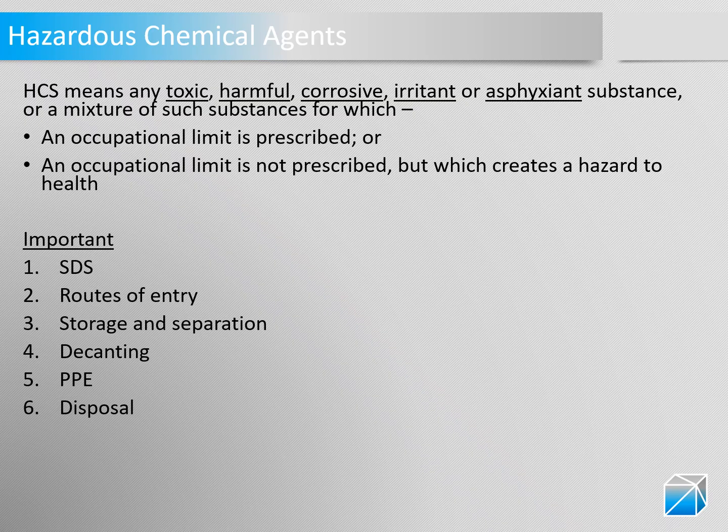2. Routes of entry and effects on the human body. A. When working with HCAs, consider how that chemical can enter the human body. Some chemicals can enter through skin absorption, others can be inhaled or ingested. Some can even enter through the eyes and ears. B. Also consider what effects these HCAs may have on the human body. Some may be carcinogenic, others corrosive, and some can be toxic.